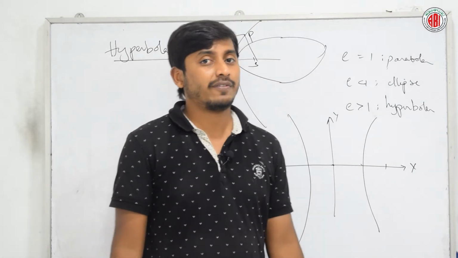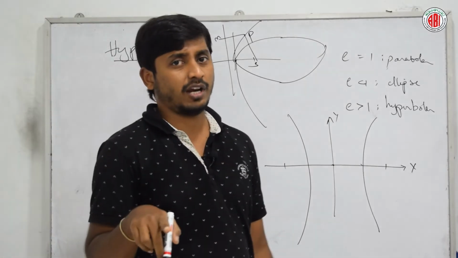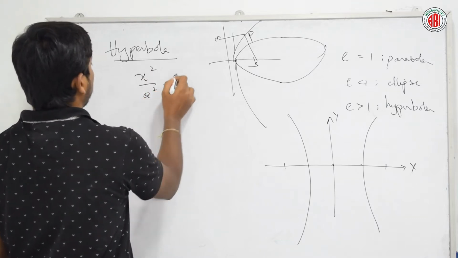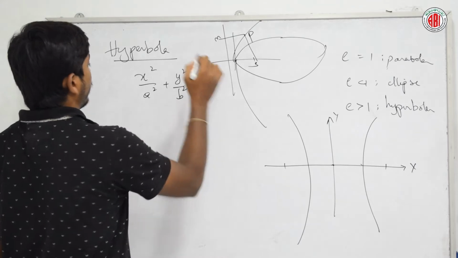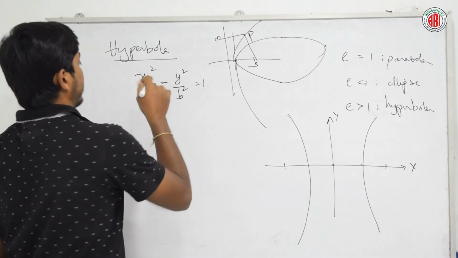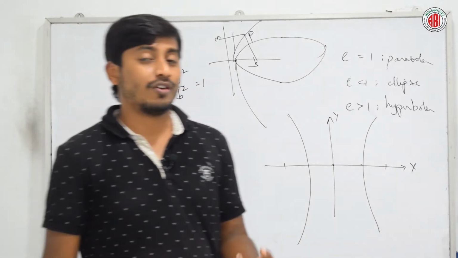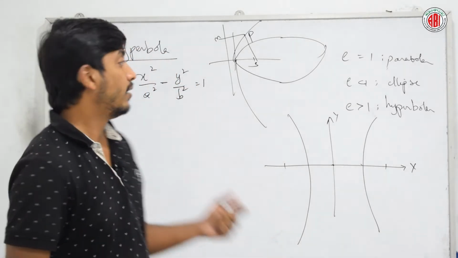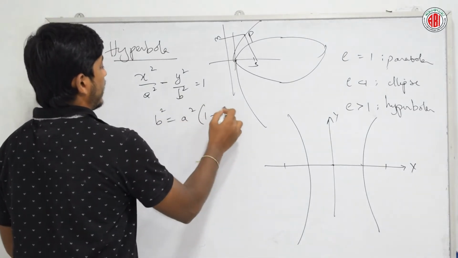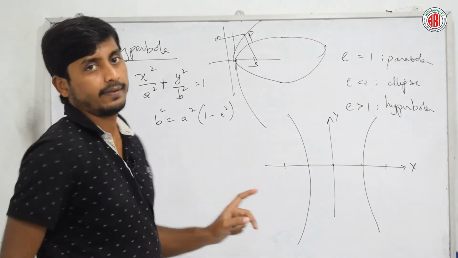So what is the difference between ellipse and hyperbola? We derived the ellipse, right? What was the standard equation of the ellipse? x square by a square plus y square by b square is equal to 1. Just instead of this plus, you'll have minus. This is the standard equation of the hyperbola. What was b square there? That was a square into 1 minus e square, isn't it? That was the actual b square for the ellipse.